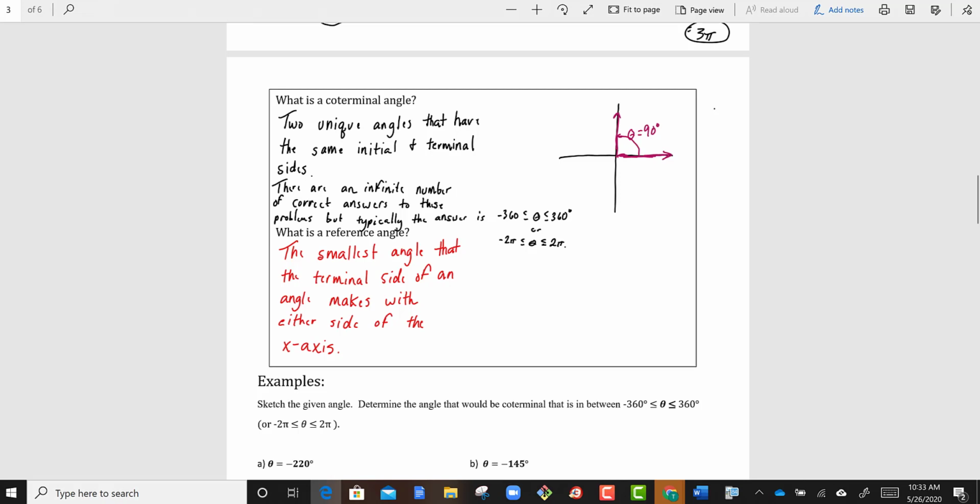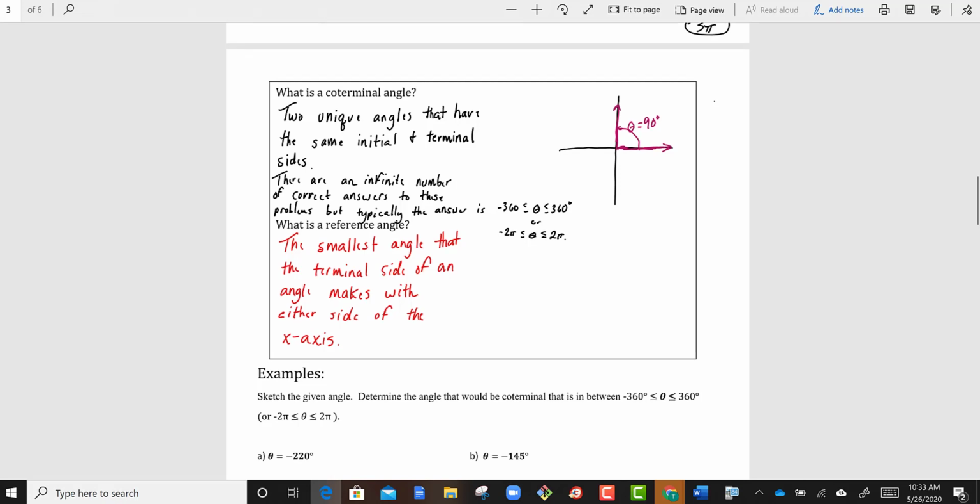So the coterminal angle has to start in the same place as the given angle, but also end in the same place. But they have to be unique angles, so that's why I'm rotating the opposite direction. And I know there's 360 degrees in a circle, so that means the coterminal to 90 would be negative 270.